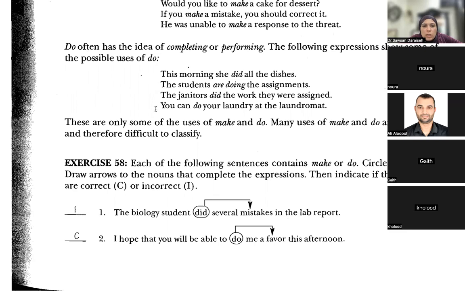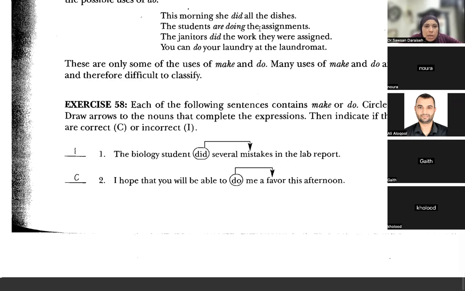Okay, these are only some of the uses of make and do. Many uses of make and do are idiomatic and therefore difficult to classify. So guys, we can't really classify. It depends on how the native speakers of the language use them. But at the same time, you can use this to help you. Completing or performing, do. If it's something that has to do with creating something, constructing something, go for what? For make, okay? Let's see.